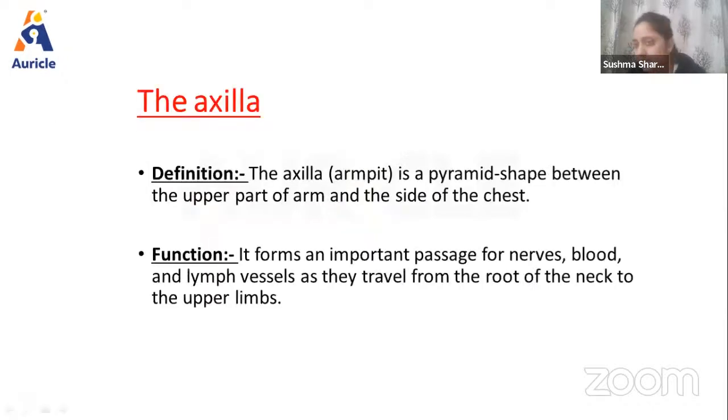So before that, let's just be done with axilla. Okay. So what is axilla? Axilla is the armpit, right?